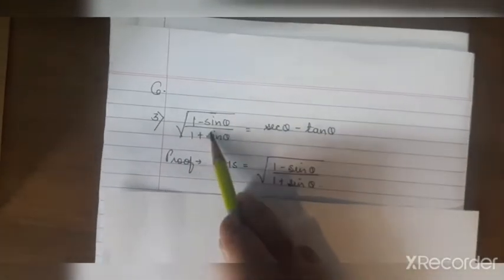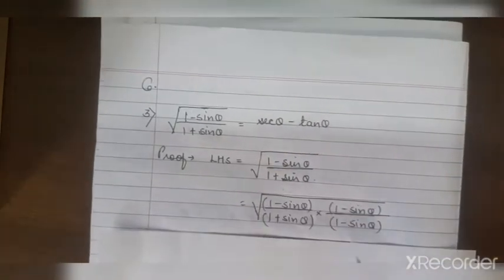Now coming back to the third sum, we will take the LHS. The LHS is this particular root. When you get these types of sums with 1 minus sin theta, 1 minus cos theta, try to multiply the numerator and denominator with the same type of expression. Here on top it is minus, down it is plus, so we multiply both up and down by 1 minus sin theta.